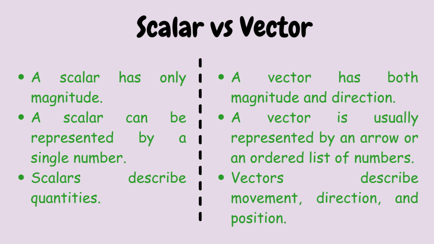Scalar versus vector. Now let's compare them. A scalar has only magnitude. A vector has both magnitude and direction. A scalar can be represented by a single number. A vector is usually represented by an arrow or an ordered list of numbers. Scalars describe quantities. Vectors describe movement, direction, and position.